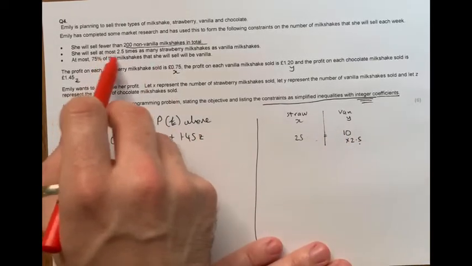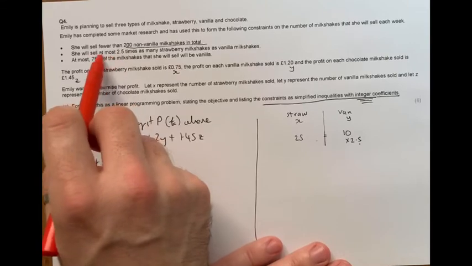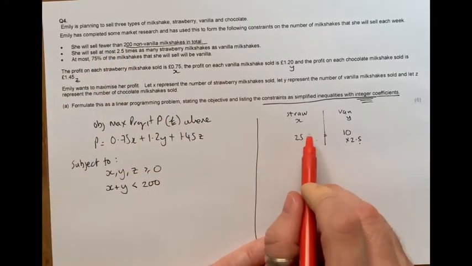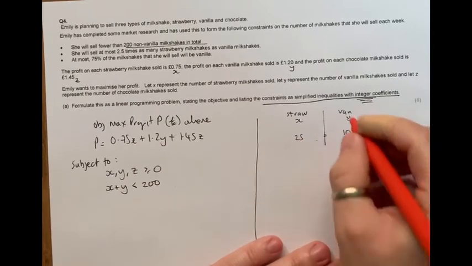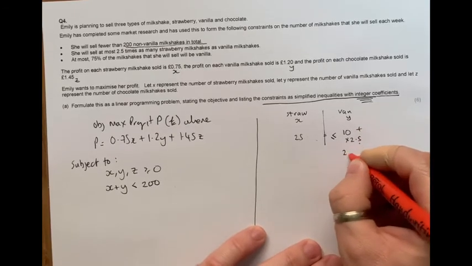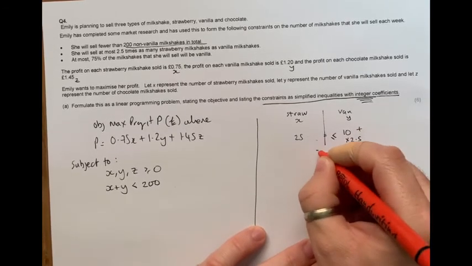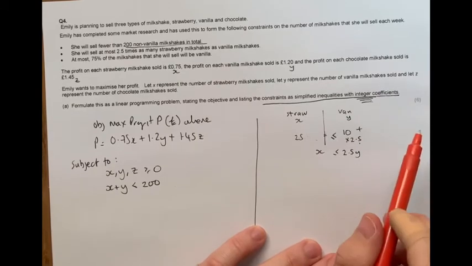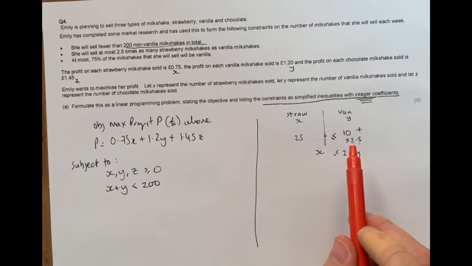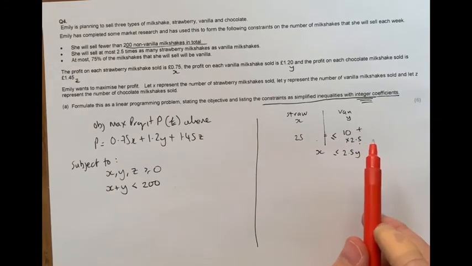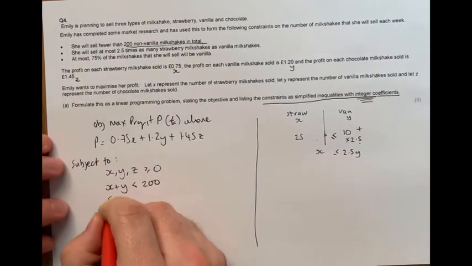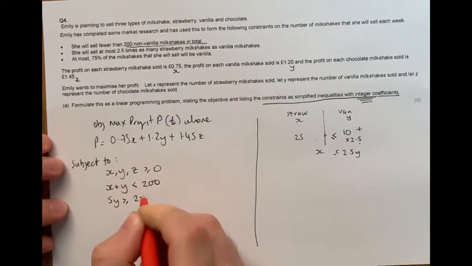Now bring in the at most bit so you can get the inequality correct. So we sell at most 2.5 times as many. So that's at most. So this is the one that can get bigger. So vanilla can get bigger. So you're going to have 2.5y is greater than or equal to x. Now lots and lots of you dropped the mark here because you left it like that. But what you needed to do was double both of them because it's integer coefficients. So we're going to have 5y is greater than or equal to 2x. That's 2 marks.